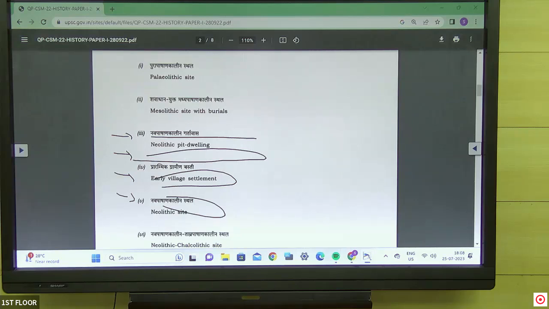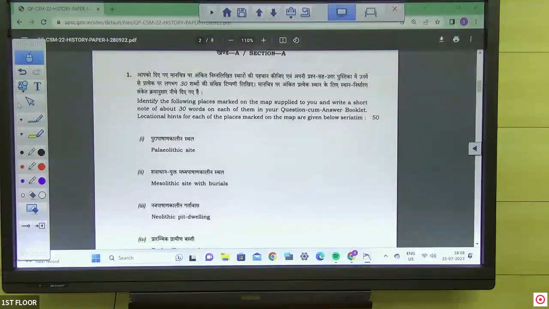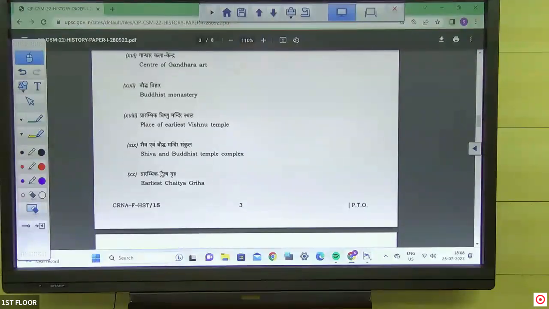First, how many marks are given here? Could you see the marks? 50. How is it 50? How many places are there here? 20 places. Each site marking is 2.5 marks: 1 mark for identifying the right site, and 1.5 marks for description. Got it? So that is the map.